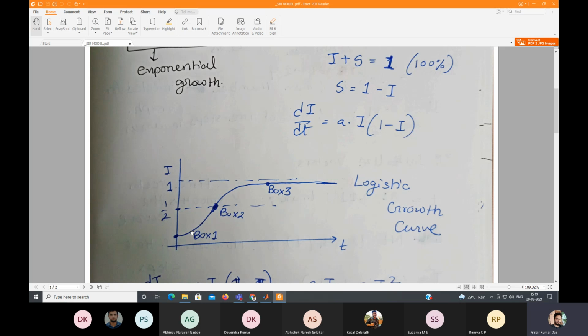This kind of curve is called a logistic growth curve. It is a logistic function, and there is a point of inflection. We can also calculate the point of inflection. How can we calculate it? Can anybody tell how to calculate the point of inflection of a curve, if anybody has an idea of calculus?